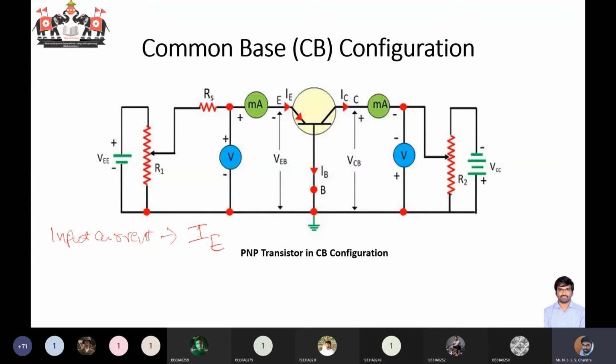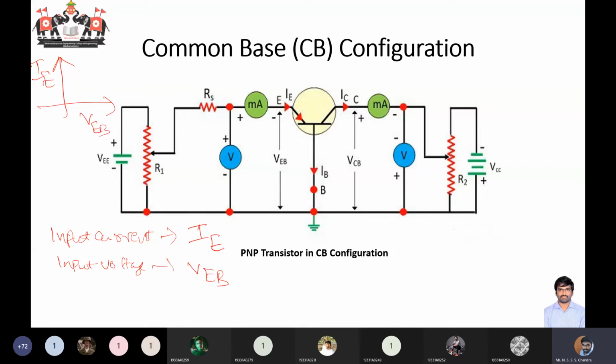So what is your input voltage? VEB, yes, it is VEB. Okay, so VEB is your input voltage. So we are drawing the graph between them. What will the graph look like? On the y-axis you have your IE, on the x-axis you have your VEB.